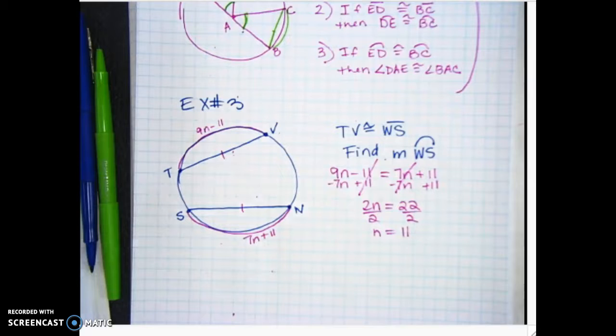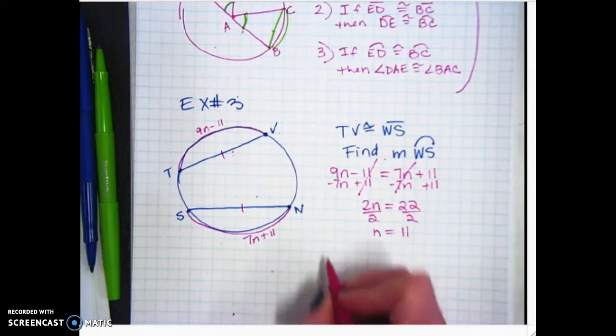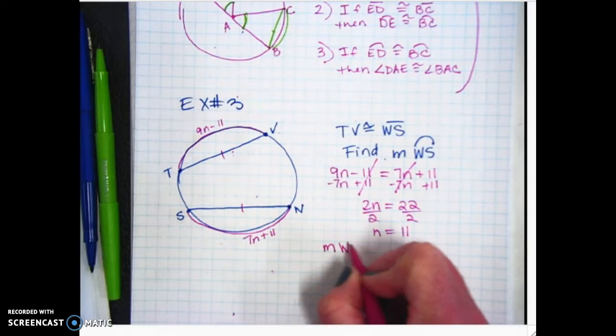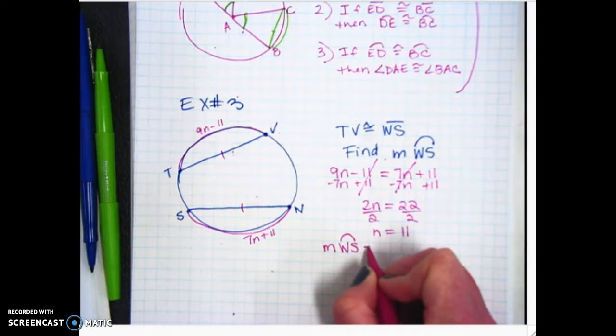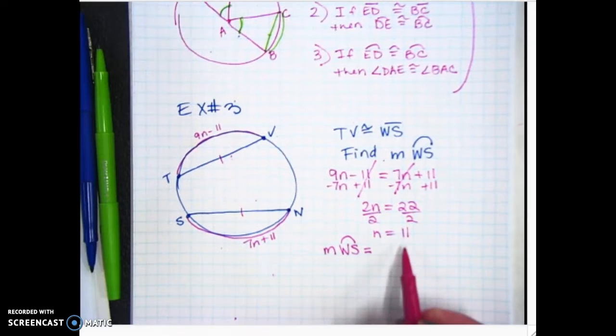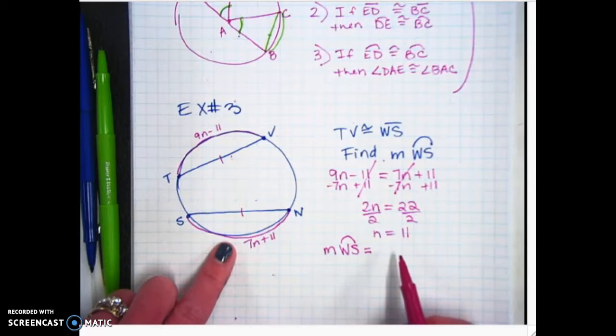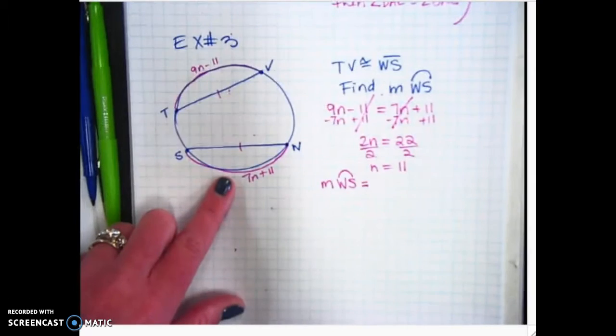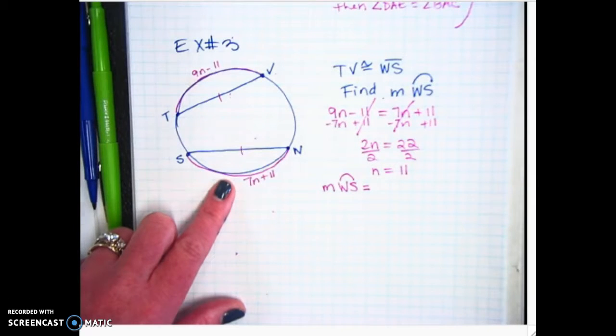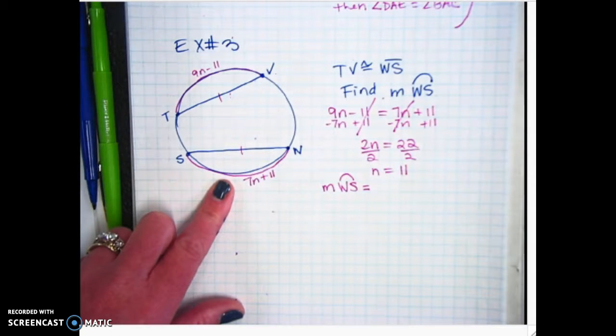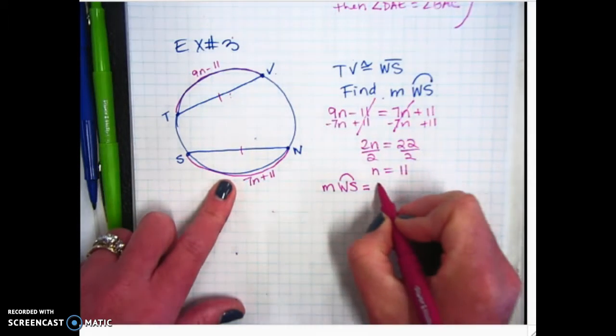And it feels like we're done, but we're not. Because we got to plug that back in, right? We got to figure out what is the measure of WS. Okay? So I need to take that 11 and plug it back in. Does it matter which one I plug it into? No, because they're congruent. So pick the easier one. Whichever one looks easier to you, looks like less math, pick that one. But in this case, they're about the same.